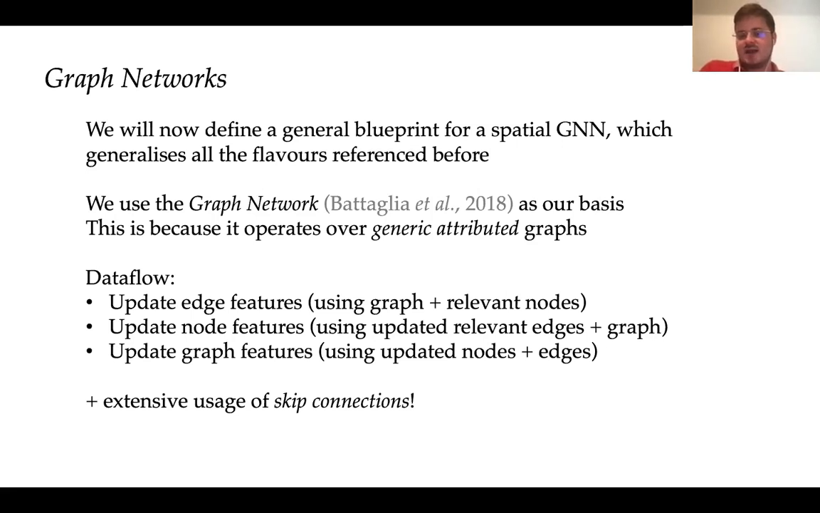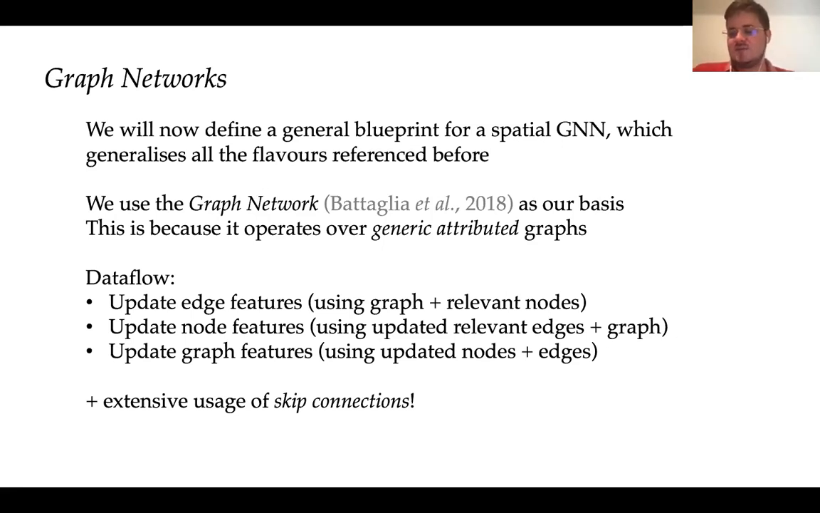Then once we have updated edge features, they can be propagated into the nodes that are receiving them, just like we did before. And finally, once we've updated both our edge and node features, we can use the permutation invariant part of our geometric blueprint to update the graph features using an overall combination of nodes and edges. And as always, we will make extensive use of these skip connections.